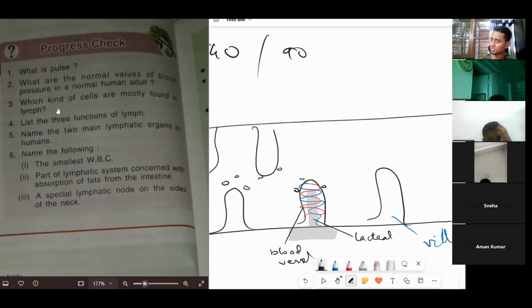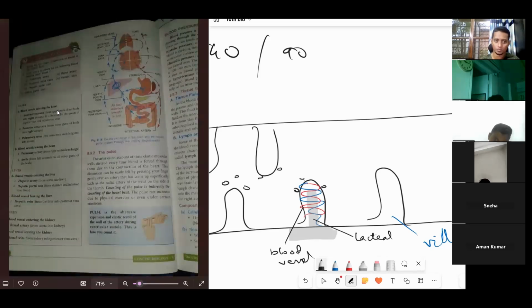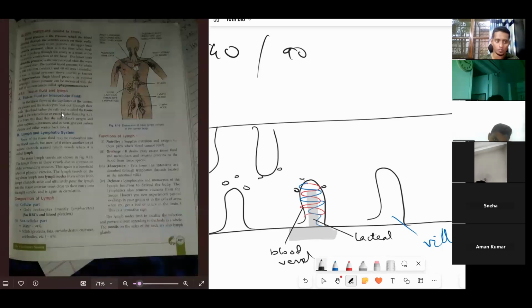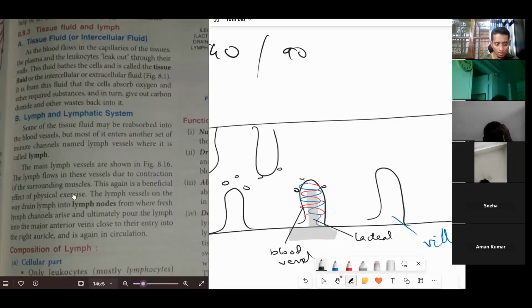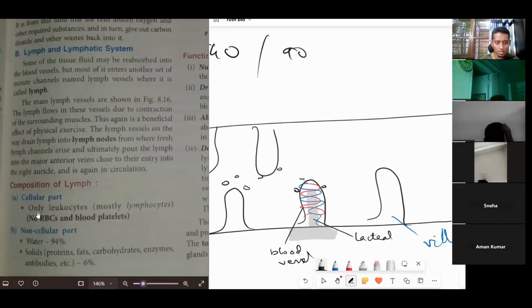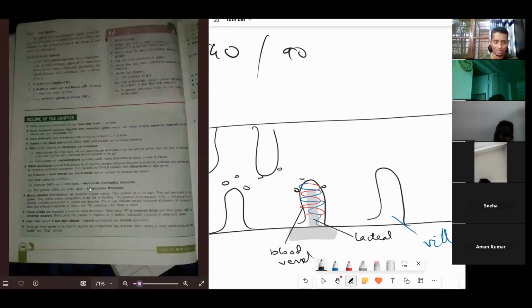Okay. Which kind of cells are mostly found in the lymph? WBC, RBC, platelets? Is everything found in the lymph? No. Which cells are found in the lymph? WBCs? Yeah, not all the WBCs. Some WBCs. Which WBC? See here. So only the leukocytes, meaning WBCs. Right? So only WBCs and mostly which WBC? Lymphocytes. Okay, so no RBCs, no platelets.